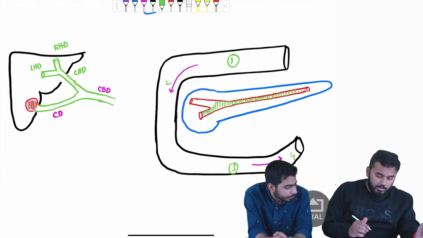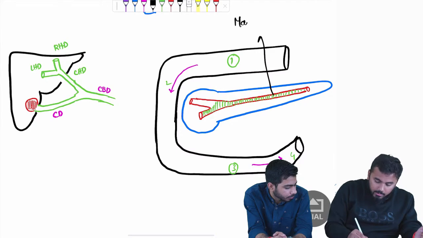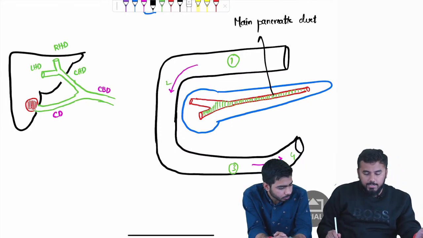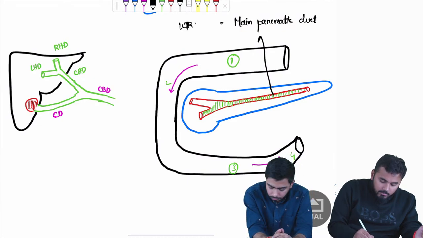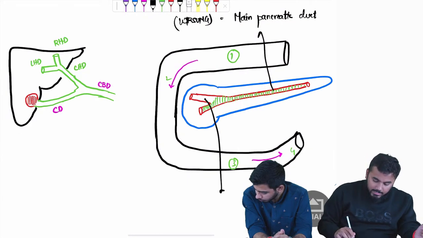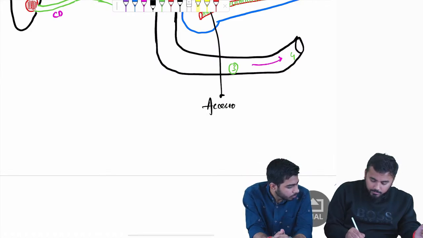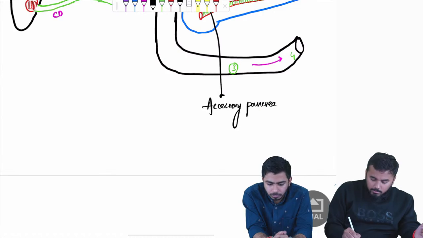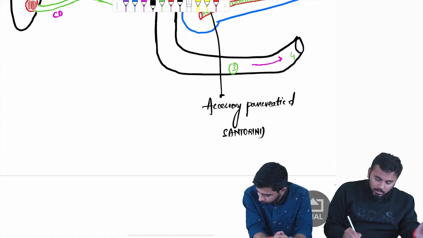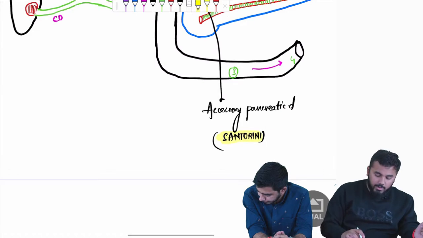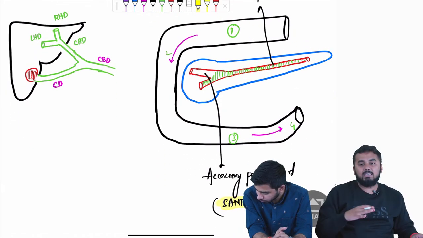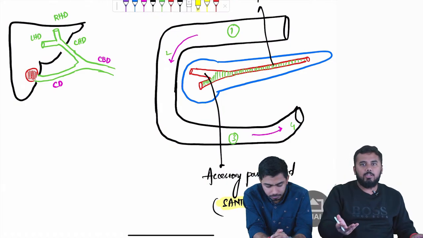So we have this duct called the main pancreatic duct. This is also called the duct of Wirsung. And we also have the accessory pancreatic duct, which is also called the duct of Santorini. So this can also be an MCQ, guys. This is very, very important. Don't confuse Wirsung with Santorini. Accessory sounds like S, which means Santorini. So remember it in that way.